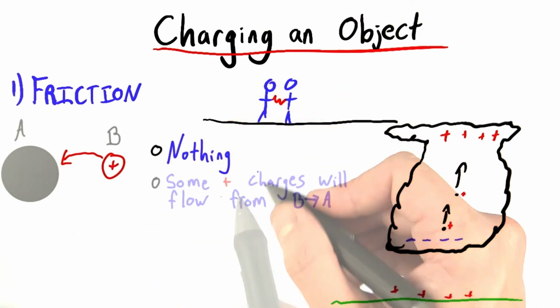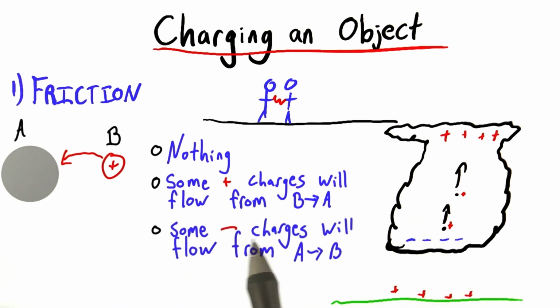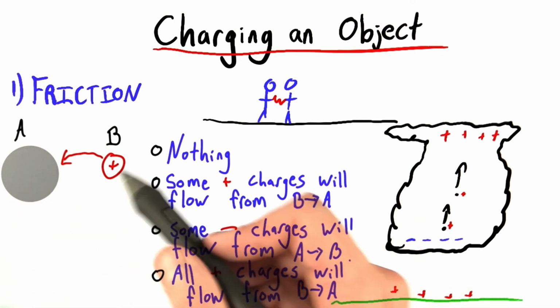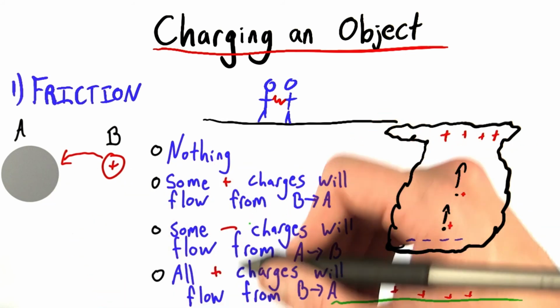Do you think nothing will happen? Do you think that some positive charges will flow from ball B to ball A? Do you think that some negative charges will flow from A to B? Or do you think that all of the positive charges on ball B will flow to ball A? Think about what it means for something to be a conductor, and then give this question a shot.